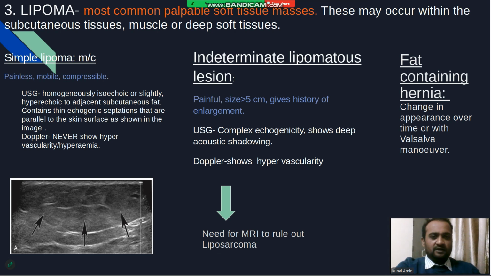Moving on to the intermediate lipomatous lesion, this is painful. It usually is over 5 centimeters in size and gives a history of enlargement over time. On ultrasound, it's seen as complex echogenicity and it shows deep acoustic shadowing. On Doppler, we see hypervascularity. This needs to be passed on for MRI to rule out the possibility of liposarcoma. Then we move on to fat-containing hernia, which changes in appearance over time or with the Valsalva maneuver.